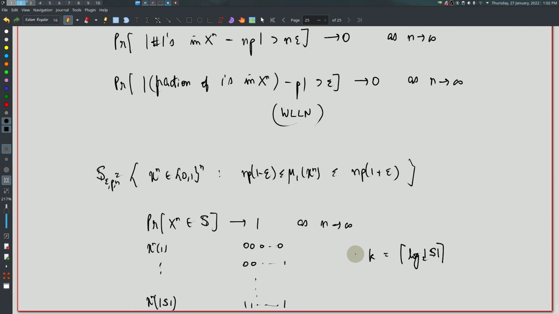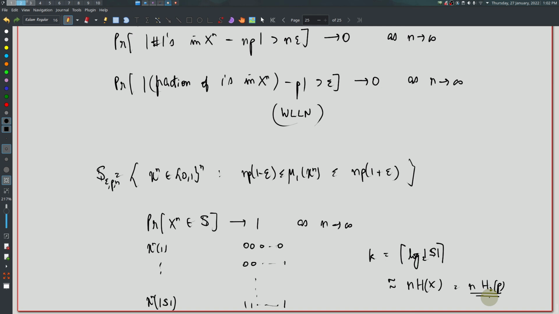So you need these many bits, and the claim is that as n tends to infinity, this is going to be very close to n times H(X), or n times H2(p). All right. So we'll maybe continue this in the next class.